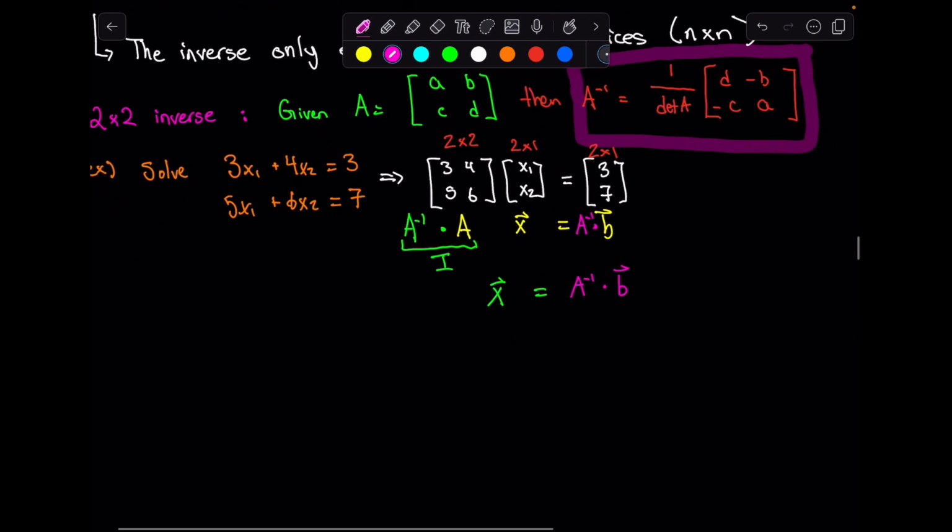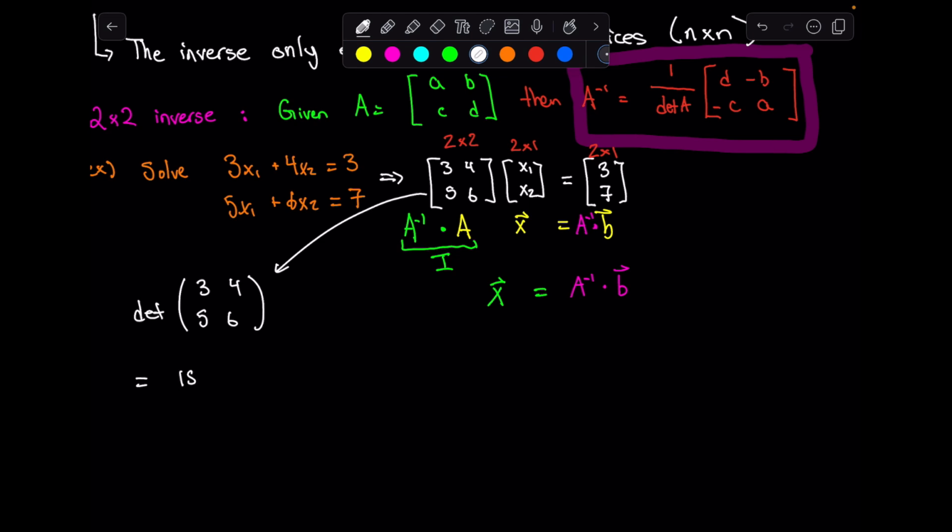So let's figure it out. Let's use our newfound formula. So over here, the first thing I'm going to calculate is the determinant. So the determinant of this matrix 3, 4, 5, 6 is going to be 18 minus 20, which is negative 2. So 1 over the determinant is going to equal negative 1/2.